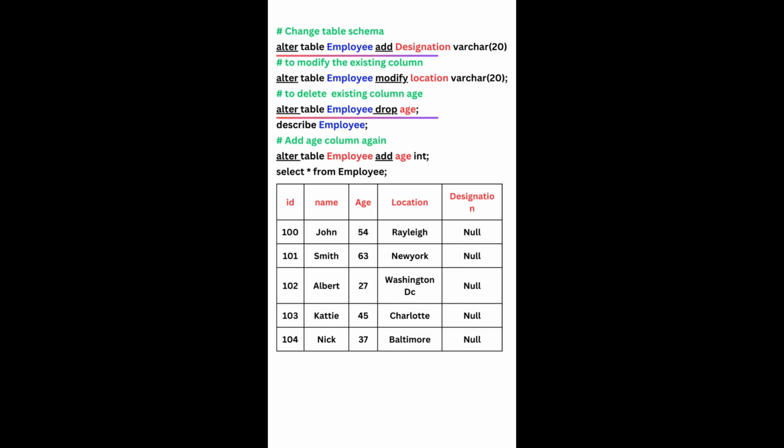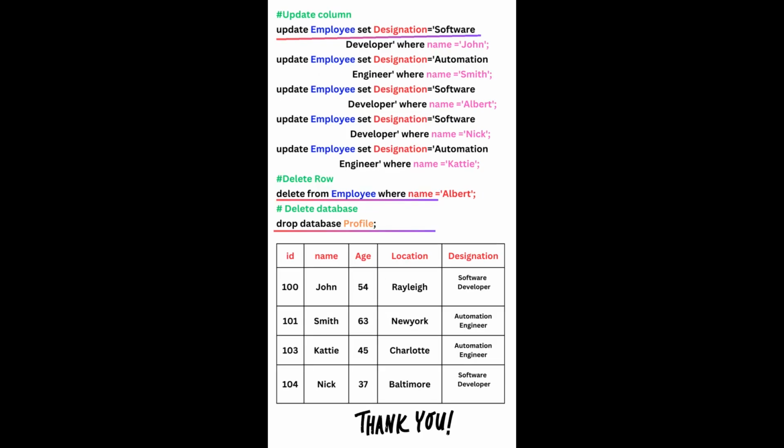Now let us change the table schema by adding one more column that is designation. Next, to modify or delete existing column, use alter modify and alter drop respectively. In the last section, update table's designation column based on name. Then, delete one row, where name equals Albert. As well, to delete database use, drop database profile.